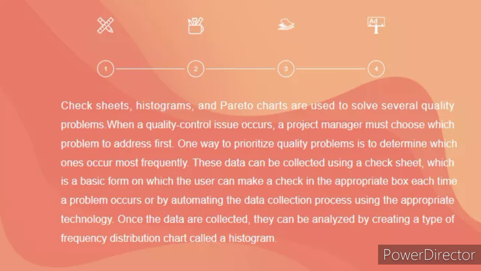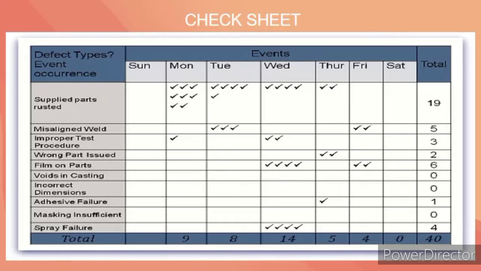Check sheets, histograms, and Pareto charts are used to solve several quality problems. When a quality control issue occurs, a project manager must choose which problem to address first. One way to prioritize quality problems is to determine which ones occur most frequently. This data can be collected using a check sheet.